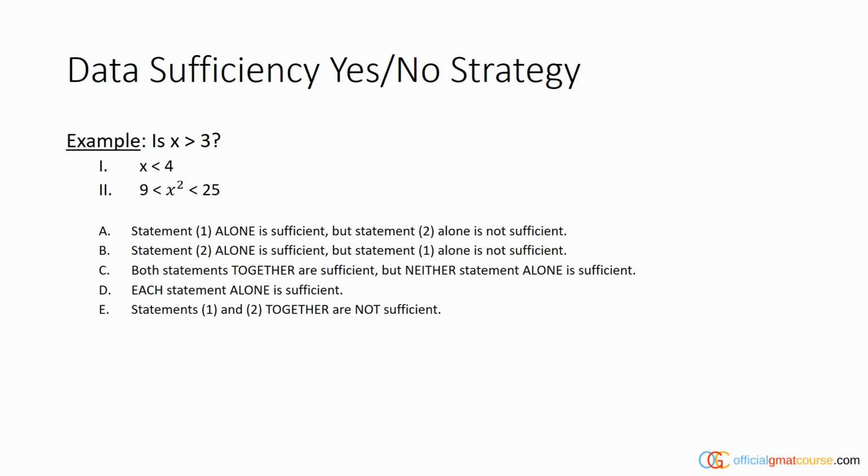All right, so we've said statement 1 is insufficient. Statement 2: x squared is greater than 9 and less than 25. Now, if you watched our last video that talked about data sufficiency intro, we talked about the idea that when we have even exponents, we lose the sign. So there's two answers here.